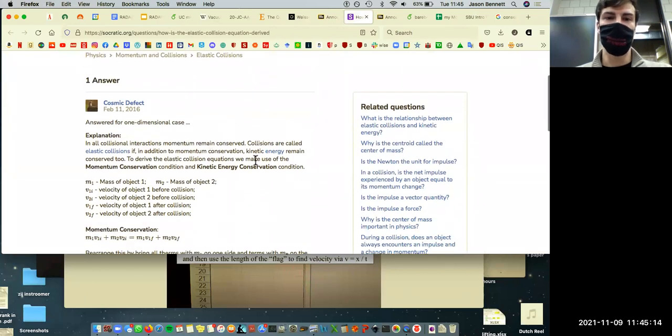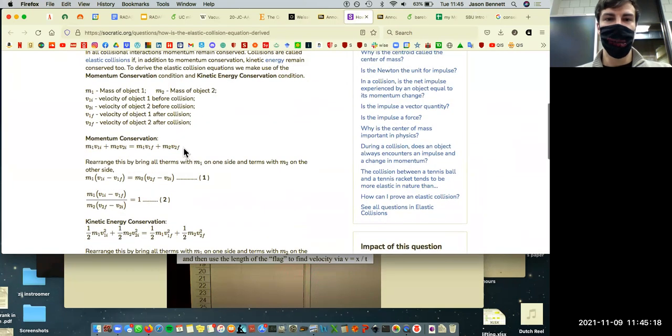This is the most succinct, easy to understand way I could find it. This is what momentum conservation means. This is the momentum of the first cart before the collision happens. That's what I means, initial. This is the momentum of cart 2 before the collision happens, or the I, and similarly for the F, final and final. And momentum is just mv.